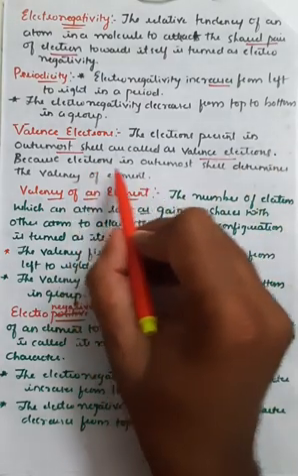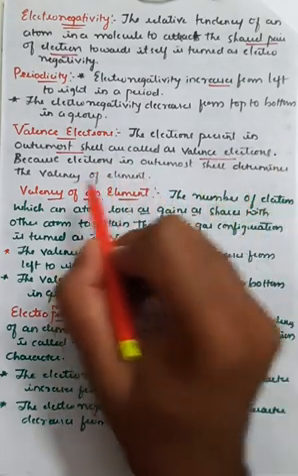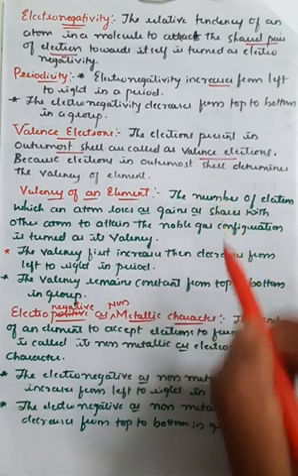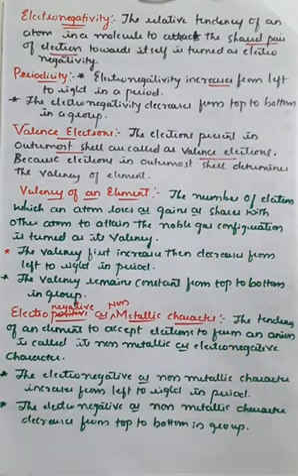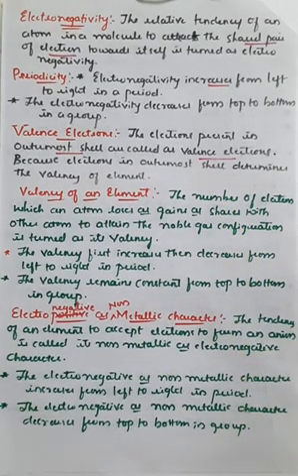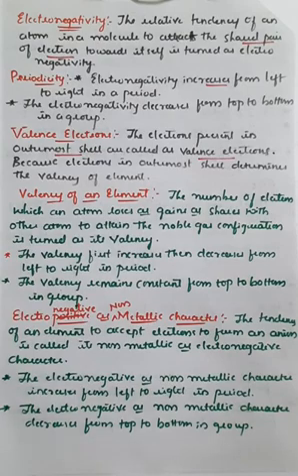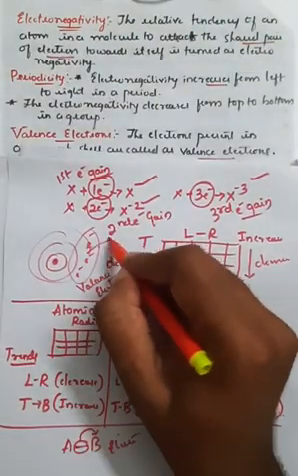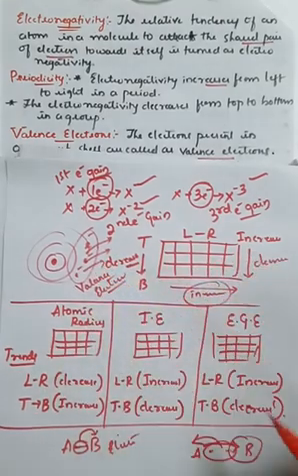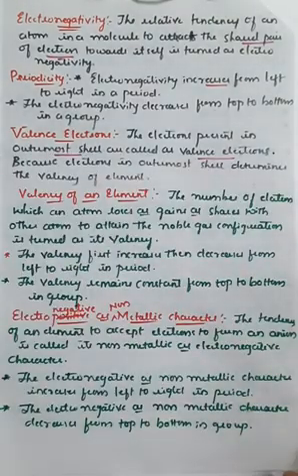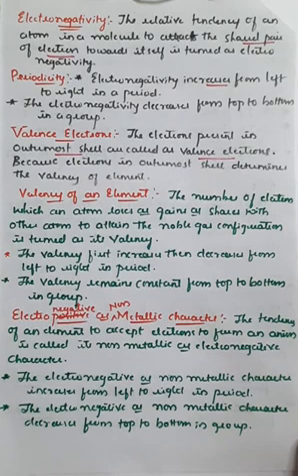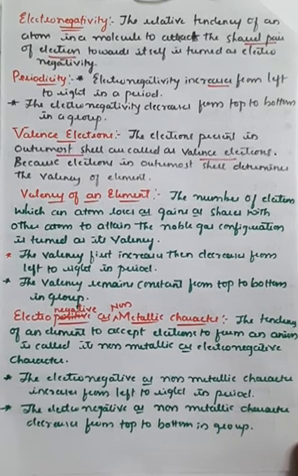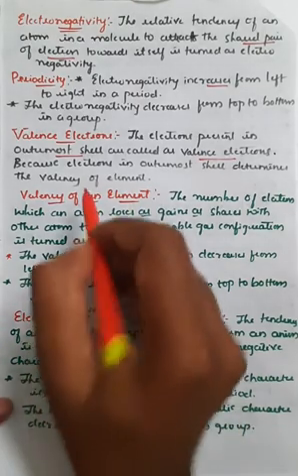These electrons in the outermost shell determine the valency of an element, which means we cannot remove all the electrons on the inner side, nearer to the nucleus. We can remove the electrons which are present in the last orbit. Therefore, the electrons in the outermost shell explain the valency of an element.